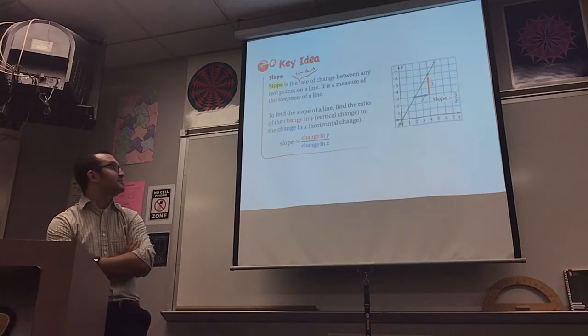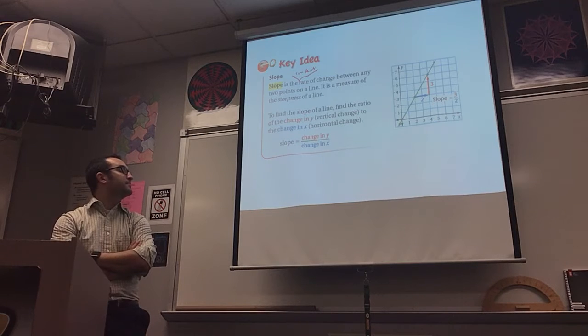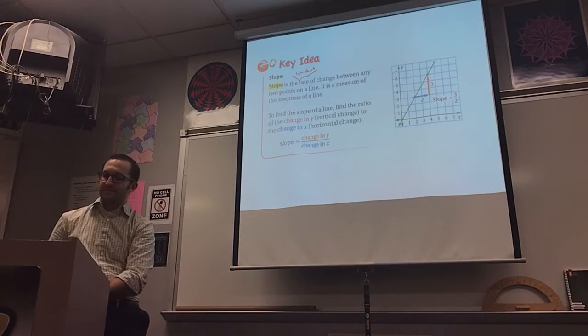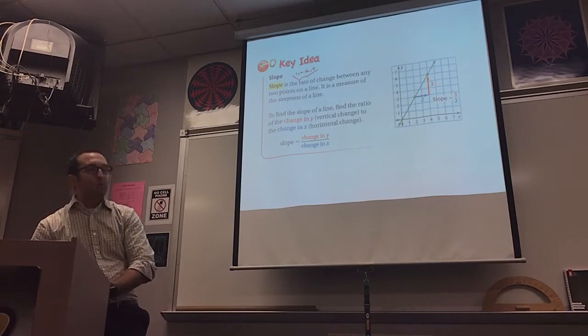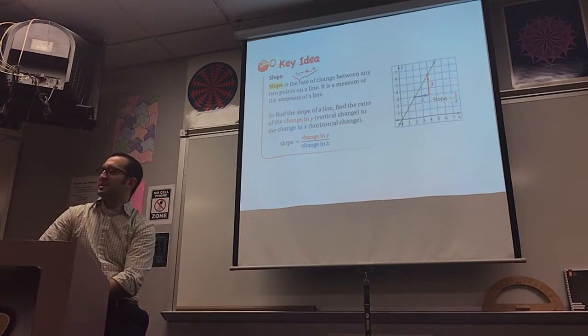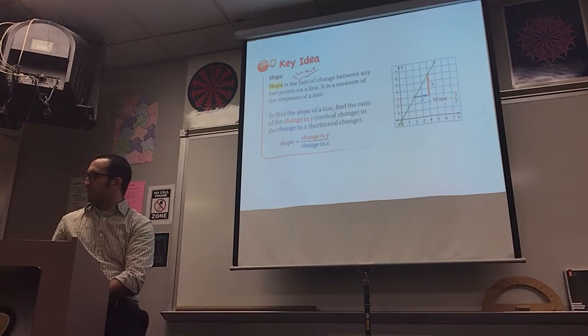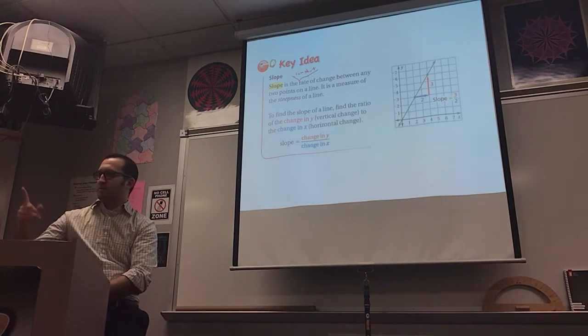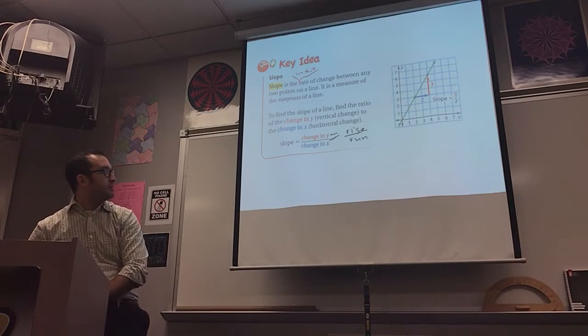To find the slope of a line, find the ratio of the change in y, vertical change, to the change in x, horizontal change. So the slope is the change in y over the change in x, right? That's what we need to remind ourselves. Do you guys remember what we call that change in y over the change in x? That's an easy way to remember it. Rise over run. Rise over run.